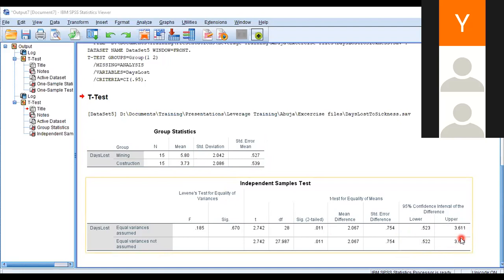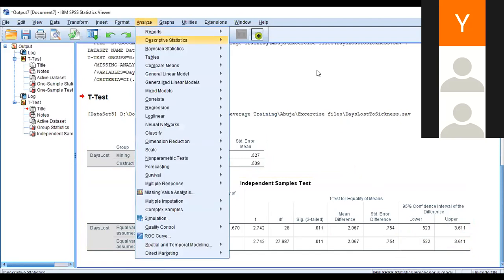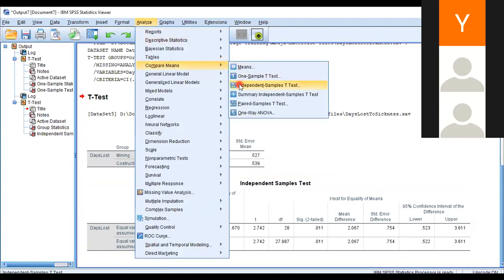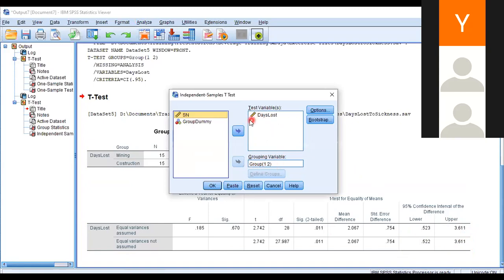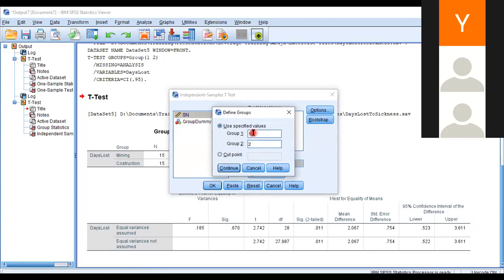So now I want to rerun the same thing for you, and you will see the result. It gives out the same thing, but I want to change something. Go to analyze, compare means, independent samples. Under this group variable, I want to change group 1 to 2, and I change this group 2 to 1.